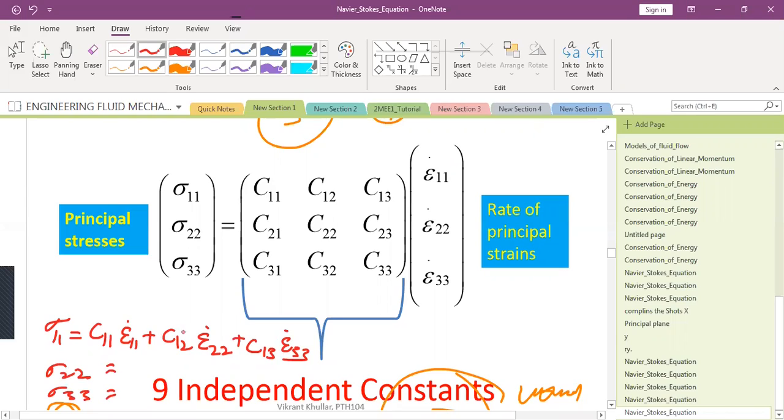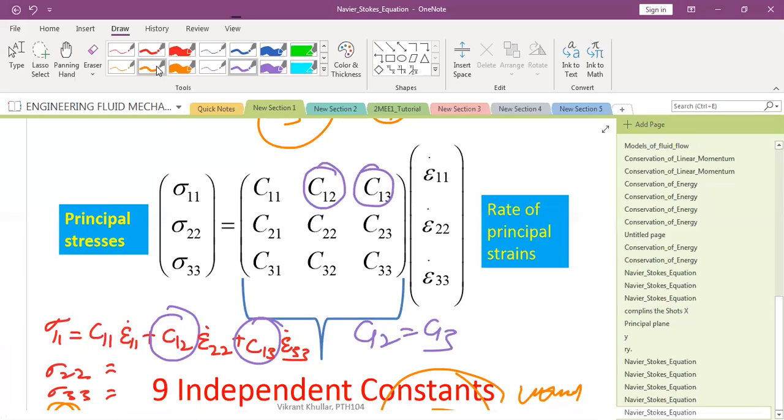Now, what do you think? Which constants should be equal? C12 and C13 should be equal. So these are equal in the first equation. Why? Which two should be equal in the second equation? सर C23। हाँ जी बताइए। सर ये इक्वल कैसे आया?